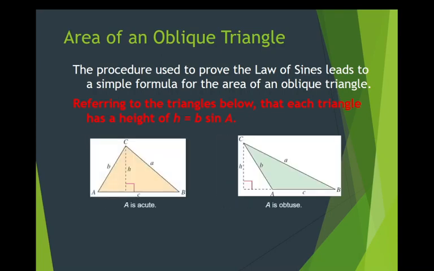Referring to the triangles below, each of them has a height of h equals b sine of a. So we're going to be using that height equation that we've been using with the law of sines to find the height of the triangle, and use it to find the area. And it doesn't matter if it's an acute triangle or an obtuse triangle, we can use this equation.